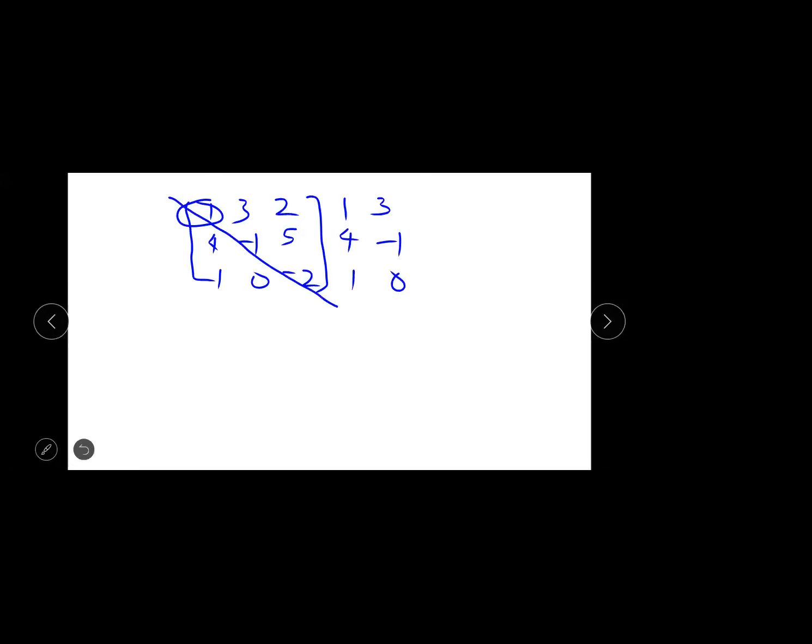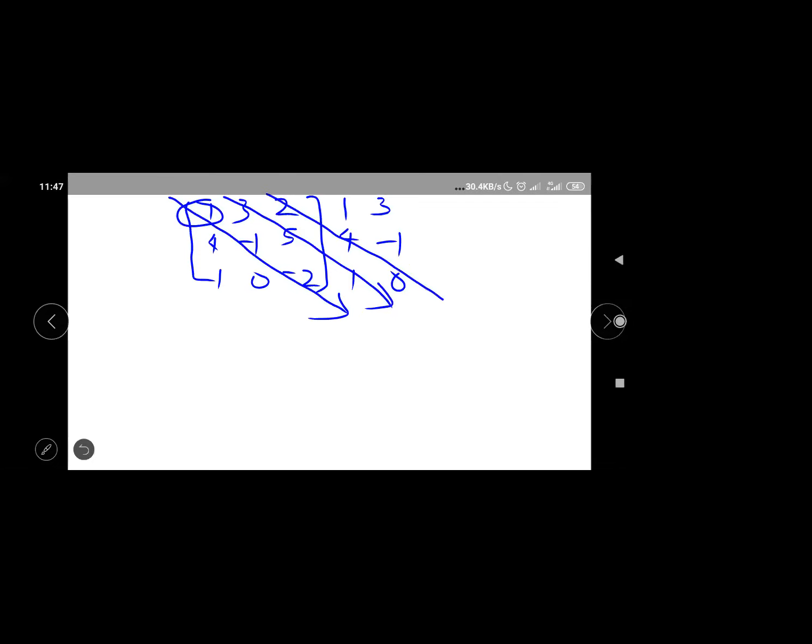You must this one, 1. You go to the next one, 2. You go to the next one, 3. So you multiply each of them. They are going to attract plus. So what do you do? 1 times minus 1 times minus 2 will give us what? 2. 3 times 5 times 1 will give us what? 15. You add all of them together, 15. Then 2 times 4 times 0 will give us what? 0.